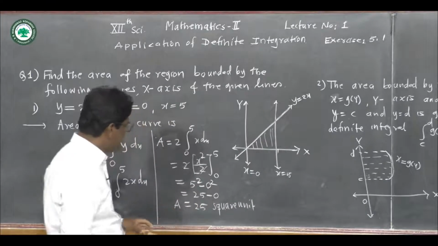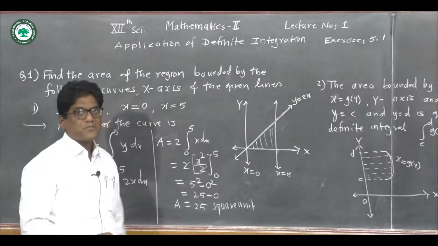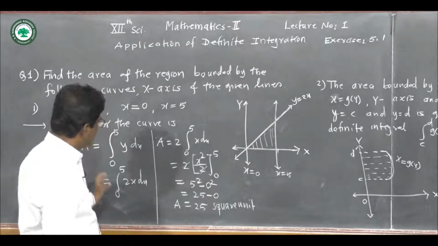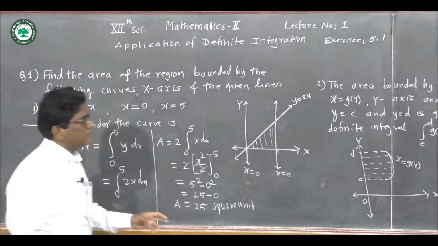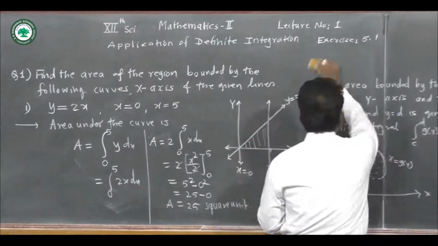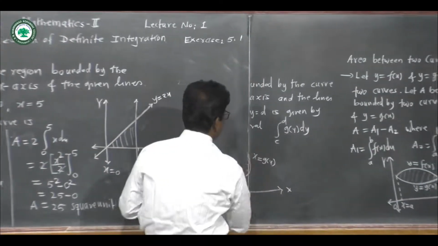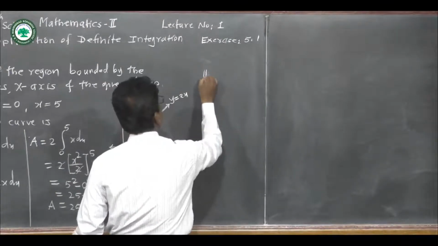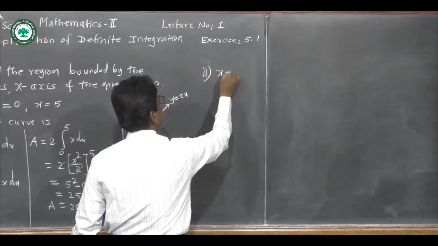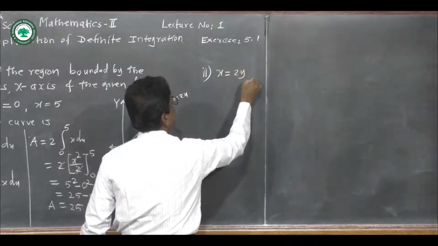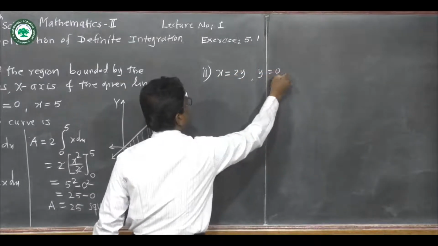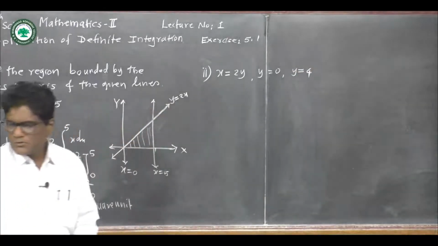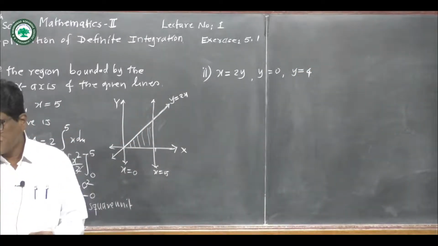And this required area is how much? 25 square unit. We can draw the figure like this. Now take the screenshot or copy this. Now we will see here the second example. Second example: x is equal to 2y, y is equal to 0 and y is equal to 4.